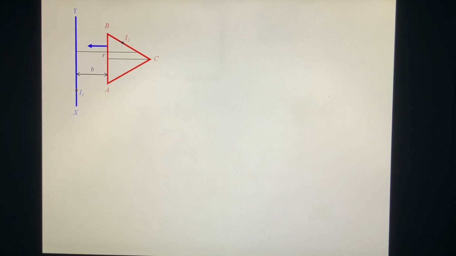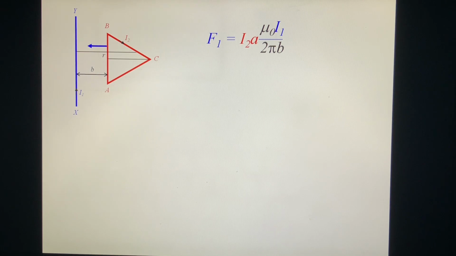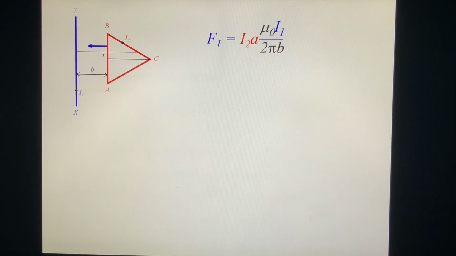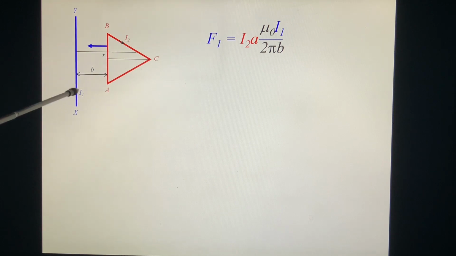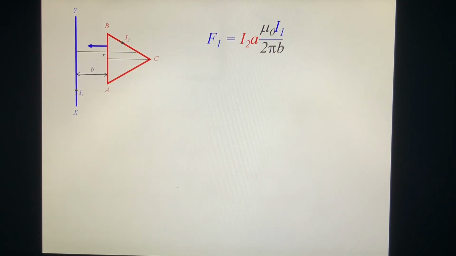So the total force equals I2 times A, this is the total length, times the B. They are perpendicular. The B is mu 0 I1 over 2 pi R, where R is this distance. That's easy.